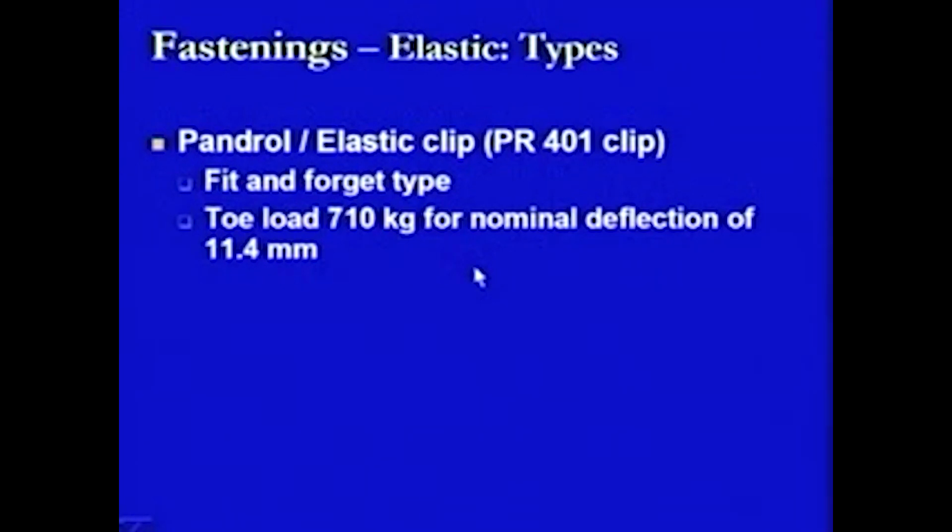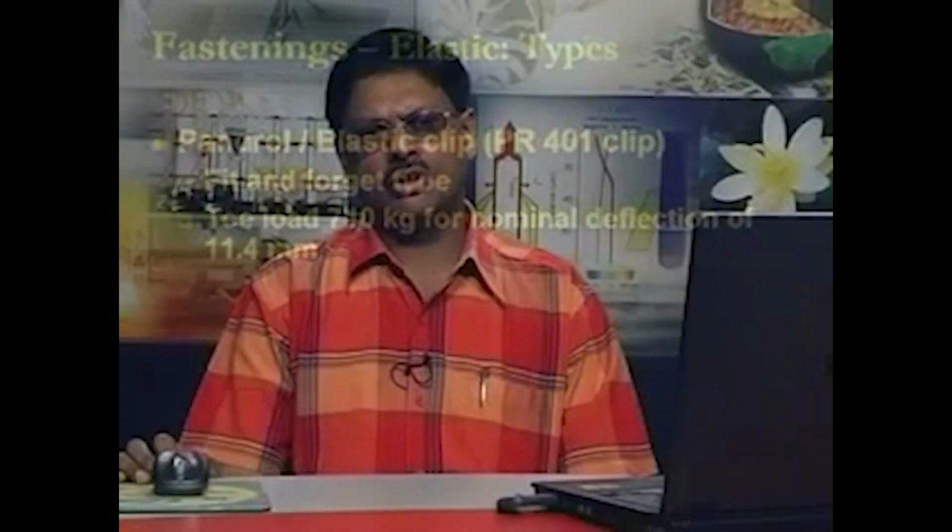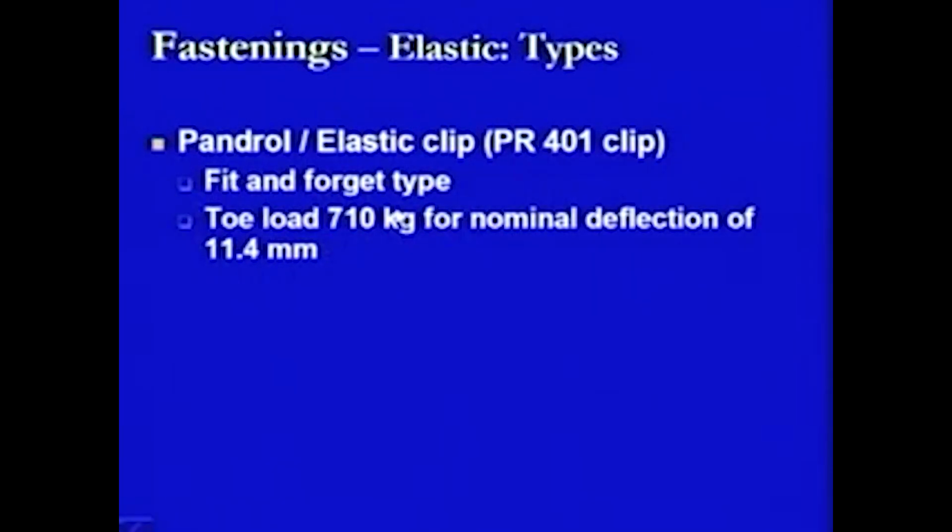The toe load is designated as 710 kg, and at this toe load it has a nominal deflection of 11.4 mm. So, whatever load is coming from the top on these fastenings, obviously some deflection may take place because of the loading, and this is the value defined for the amount of load it can take up. They are universal in nature, meaning they can be used at any location with any type of connectivity. That is why they are universal.